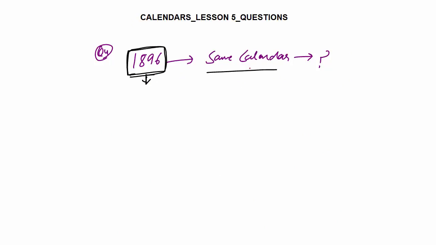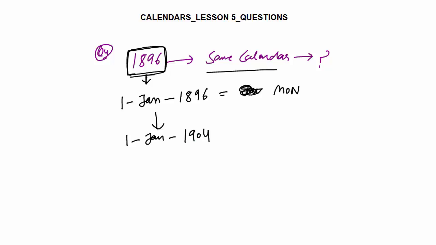Now question number 4 is, which year after 1896 has the same calendar as 1896? This is a leap year, so a leap year calendar will match with a leap year. So 1st January 1896, let's say this is a Monday. Now whichever leap year after this has 1st January as Monday will have the same calendar. Now move forward. What is the first leap year that will come? The first leap year after 1896 will not be 1900, because that's not a leap year. So straight away I will move to 1904.